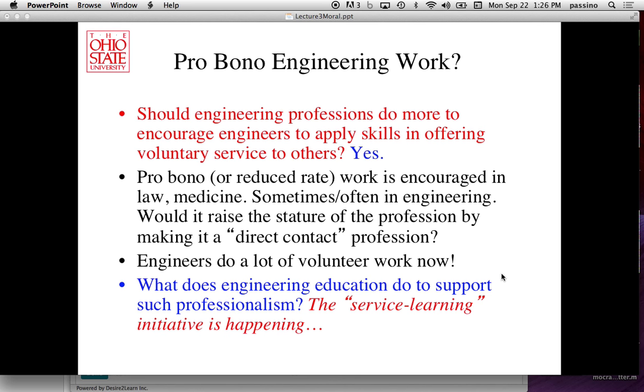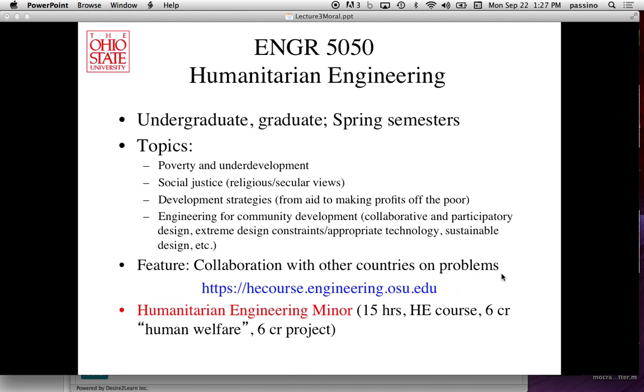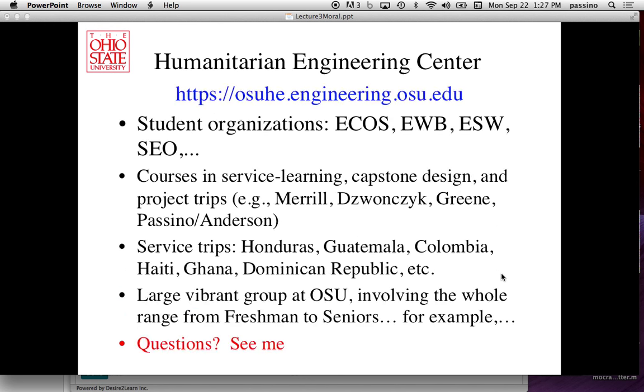We talk about lawyers doing pro bono legal work. We talk about doctors doing pro bono medical work. There's also engineers. So, if you're interested, just a little plug for one of my own classes: there's a course next semester on humanitarian engineering, ENGR 5050. It runs every spring semester. There's a topical outline. If you're interested in the course, I'll post these slides. And there's also a humanitarian engineering minor. You can look at the class website and find that out.